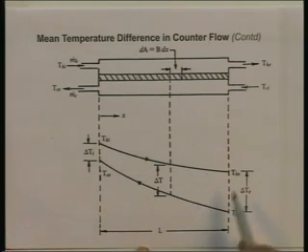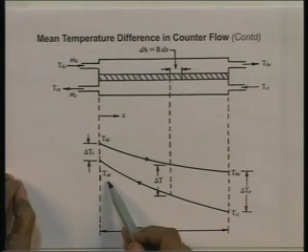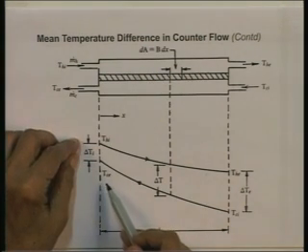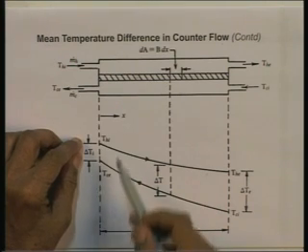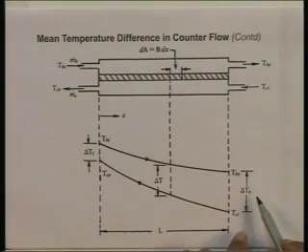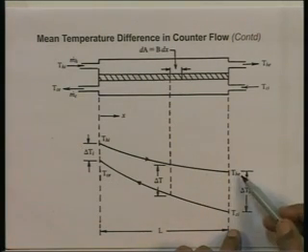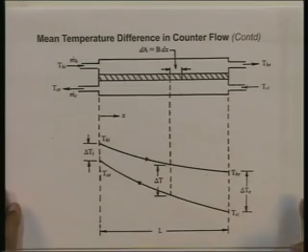So, the two temperature profiles now look something like this, and we will define delta Ti as THI minus TCE. Keep that in mind, which is different from the earlier definition of delta Ti. Delta Ti in counterflow will be THI minus TCE, and delta TE in counterflow will be THE minus TCI. So, keep that in mind as we go along.